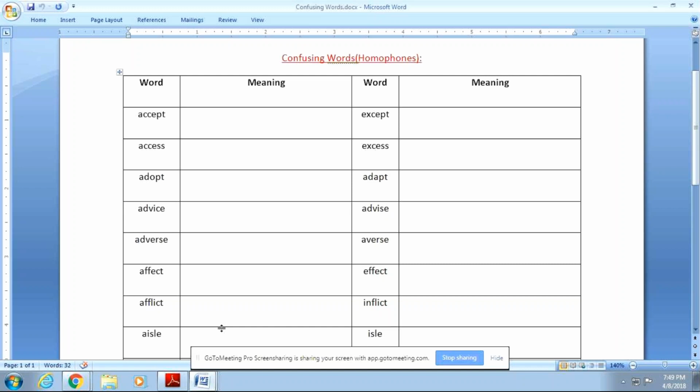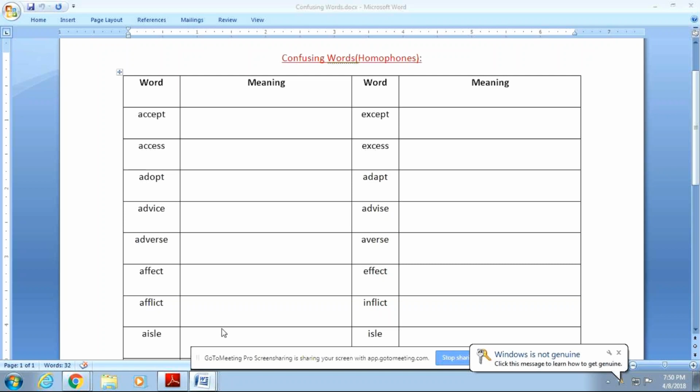And adapt means to change to be more suitable, to acclimatize yourself, or to make something more suitable. Example, she has adapted herself to college life quite easily. One more example, the camera has been adapted for underwater use. This means it is suitable, you can even use this camera underwater.